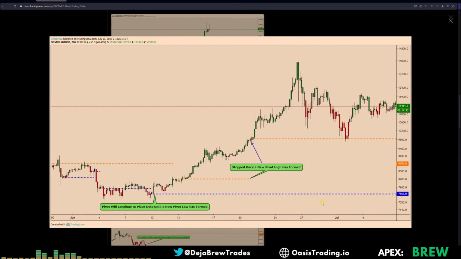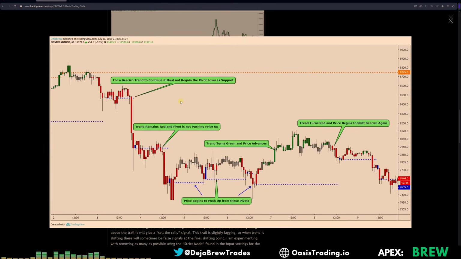So once it's been fully tested on both sides, you can take that level off of your chart. Kind of the same thing we talked about with the point of origin levels. So for a bearish trend, you want to look for breaking blue pivots to the downside, breaking orange pivots to the downside, and not reclaiming them as support.